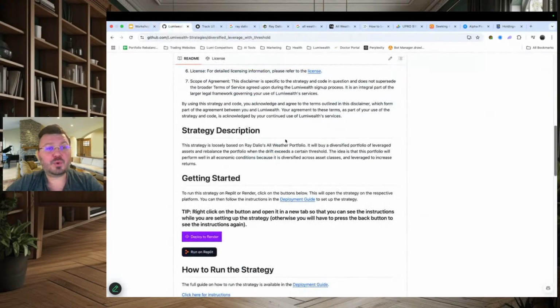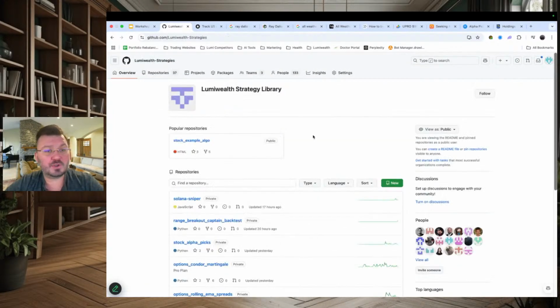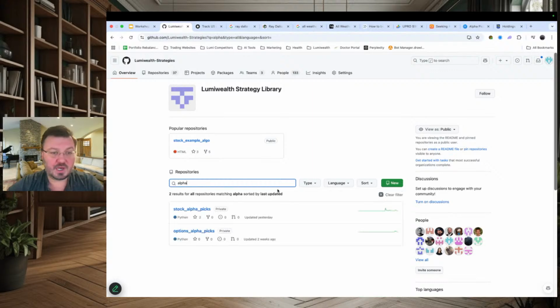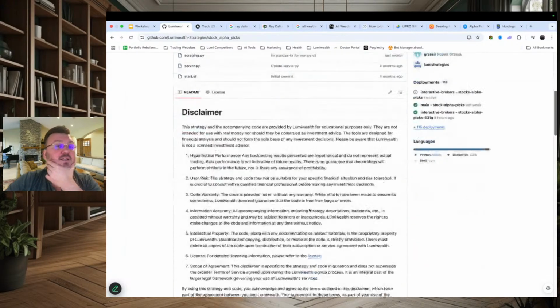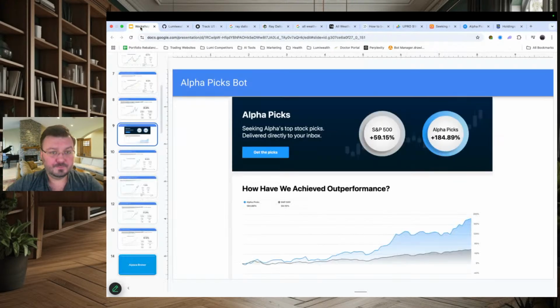And again, if you're a pro plan or all access plan subscriber, you can go into our Lumi Wealth strategies. You can find alpha picks. So you just search for alpha. There's stock alpha picks. We also made one that uses options to follow this one. So if you're interested in that, you can also run that. But here, if you want to run the stock alpha picks, you'd find that, click on it, and essentially just, again, scroll down until you find this deploy to render button, and you can deploy it and run it that way. All right. Okay, cool.